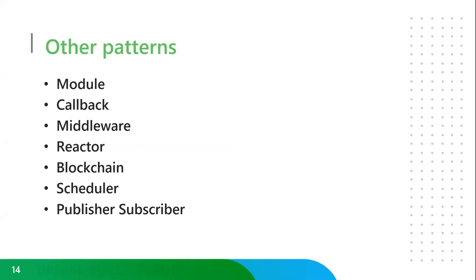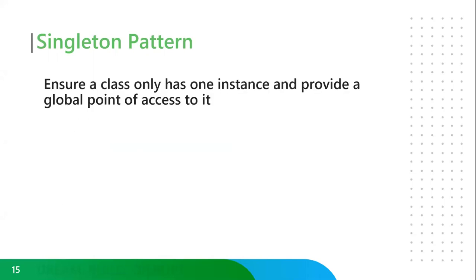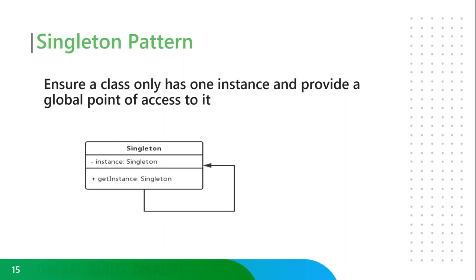Okay, so let's start with creational design patterns. We'll start with the singleton pattern. By the Gang of Four, the singleton pattern ensures a class only has one instance and provides a global point of access to it. This is a simple UML diagram for the singleton pattern. Suppose there is one DB connection which we want to provide throughout our application. I'll need only one instance of that DB connection that should be used globally across my application.